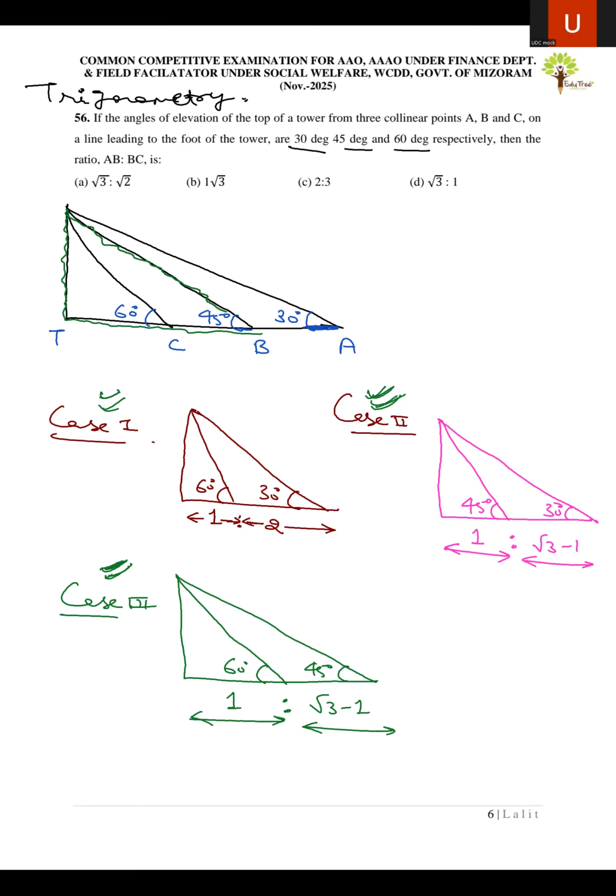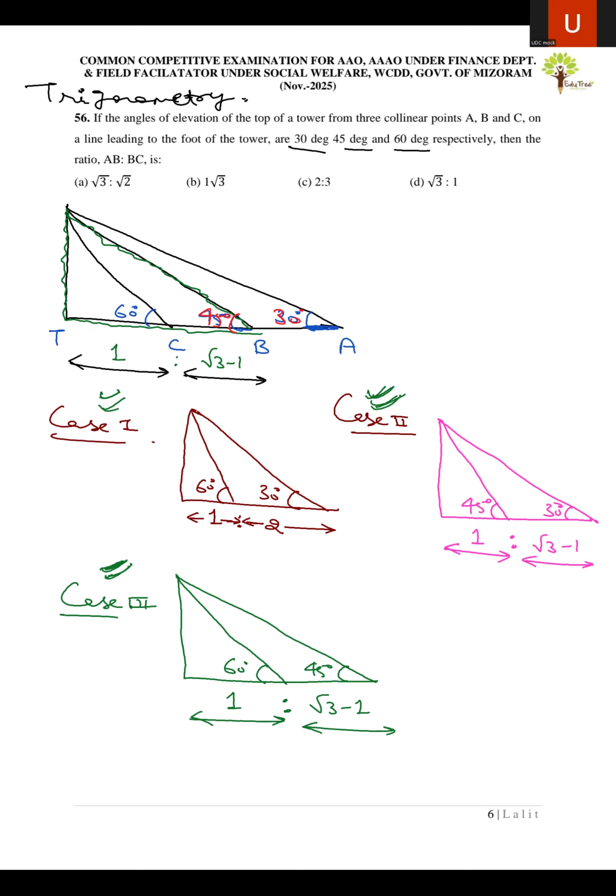All right. So what will be the value of TC and BC? I can say this will be 1 ratio root 3 minus 1. All right. So this is 1 and this is root 3 minus 1. Similarly, if I talk about this complete triangle, then if I take these two angles, 45 degree and 30 degree, it is again 1 is to root 3 minus 1.